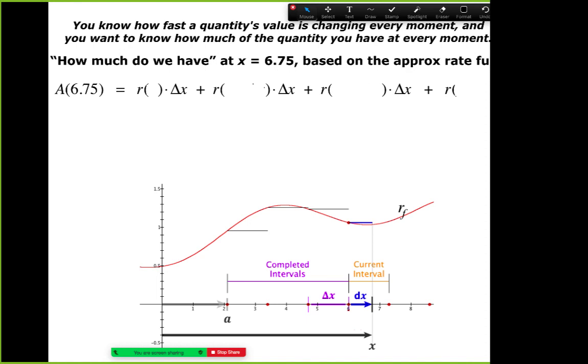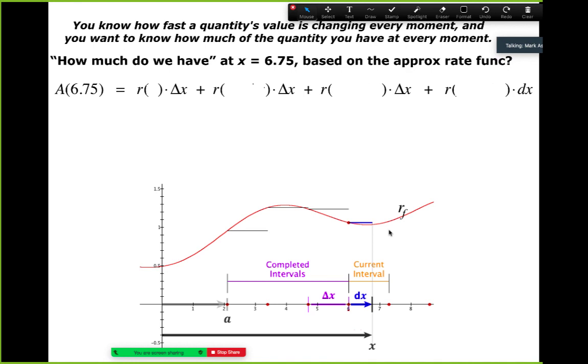Okay, so 6.75 is the current value of x here, right? 6.75 right here. And so we know we're going to have an m dx, m dx, m dx for 3 completed intervals, plus a little bit more for the current interval, right? So what is the value of r? What's the r of what for the first interval? Based on the way we have this set up, we need this rate, which is the rate of change at what x value?